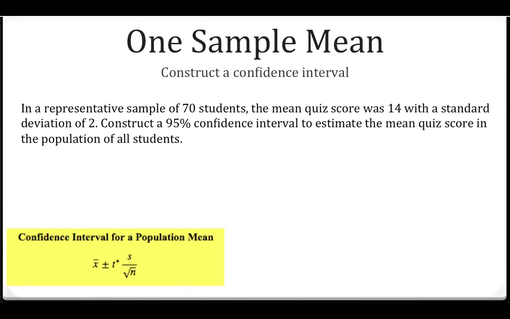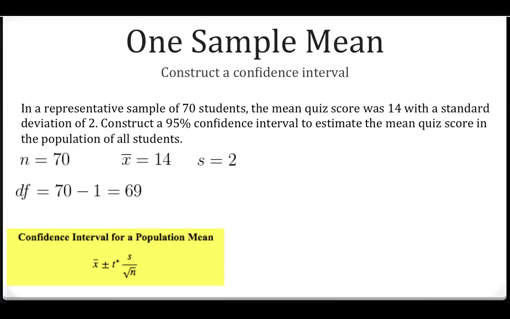In a representative sample of 70 students, the mean quiz score was 14 with a standard deviation of 2. Construct a 95% confidence interval to estimate the mean quiz score in the population of all students. From this scenario, we're given n equals 70, x bar equals 14, and s equals 2. To find our t multiplier, first we need to compute the degrees of freedom. For one sample mean, degrees of freedom are equal to n minus 1. This gives us 69 degrees of freedom.